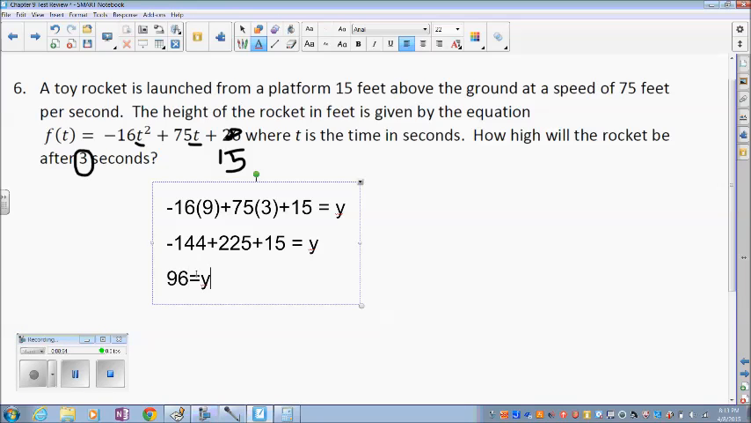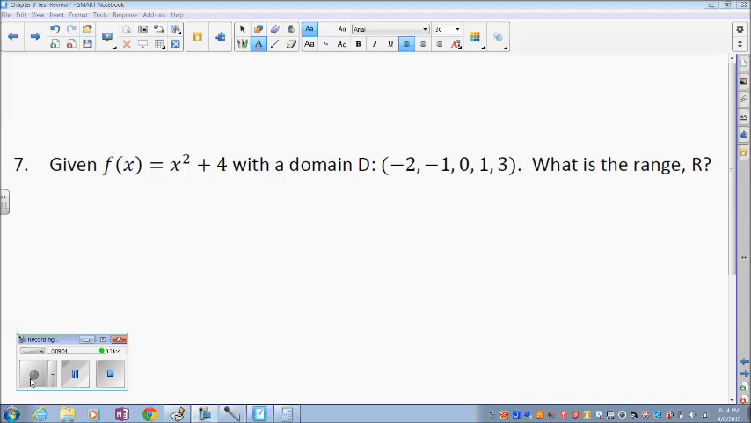So after you work all that out, you should get 96. So in 3 seconds, the rocket was at 96 feet.